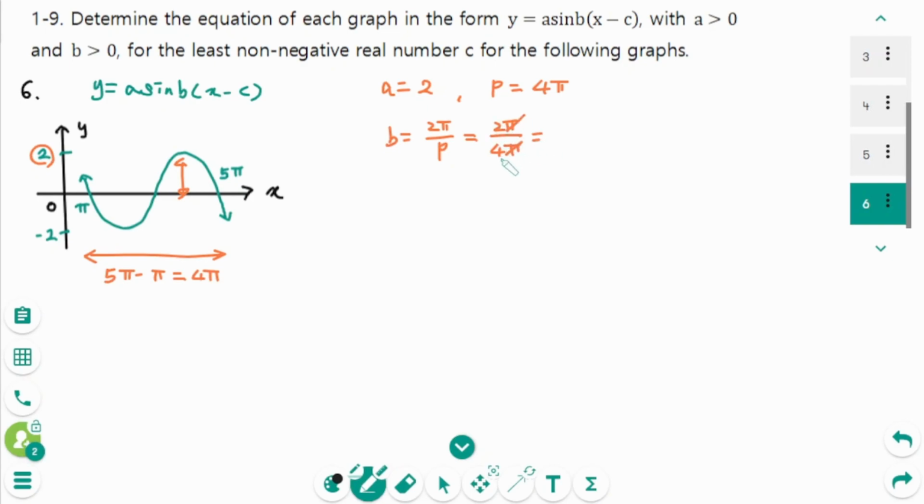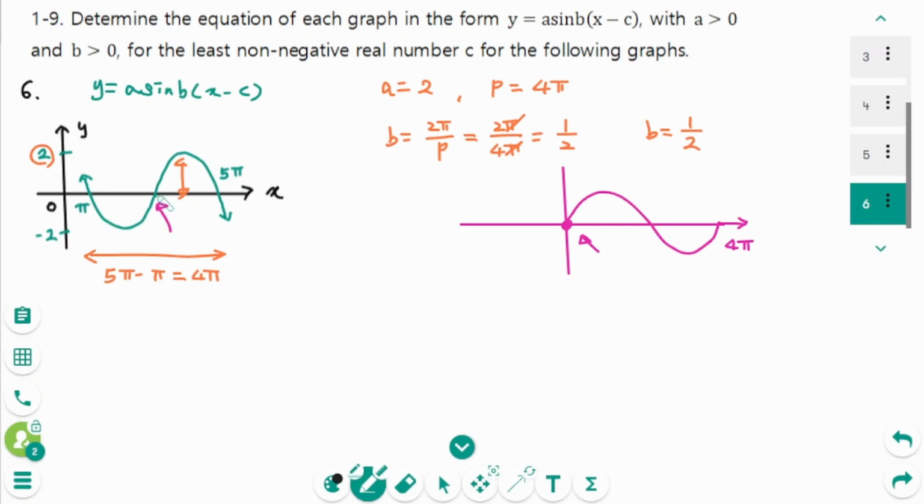Cancelled. Then 2 over 4 is 1 over 2. Then B equals 1 over 2. Finally, where is the starting point? Do you remember the shape of the sine graph? This was the starting point. Then the period is 4 pi. Now think about the shape.